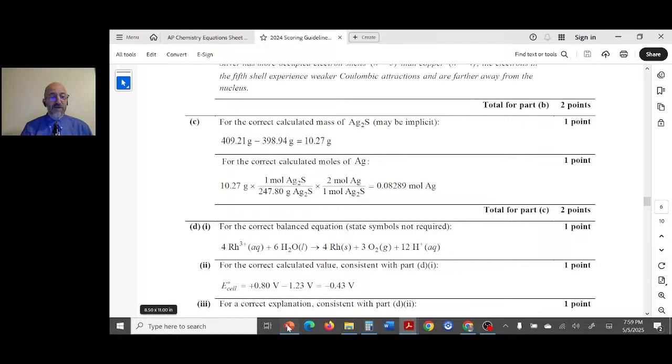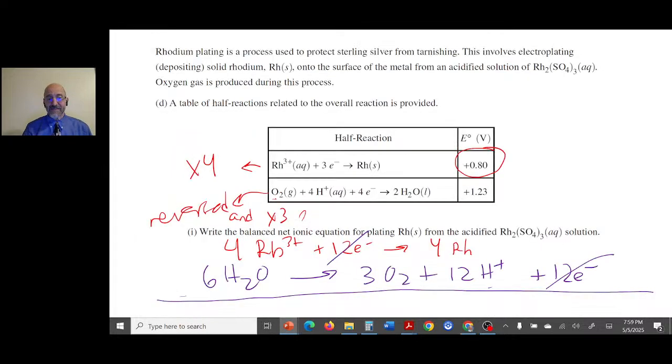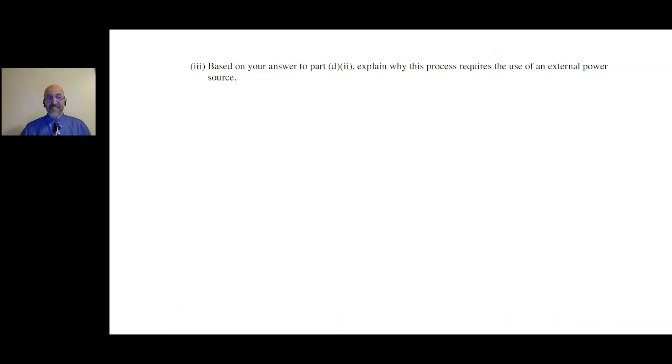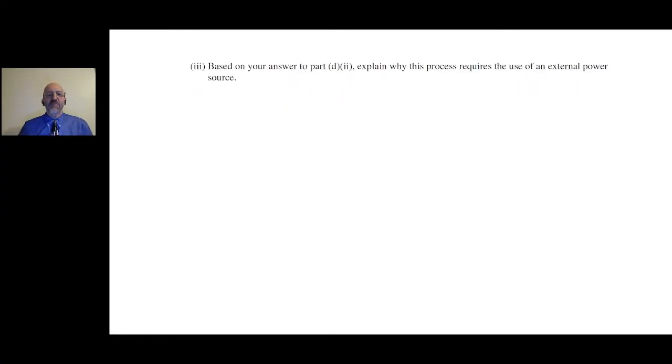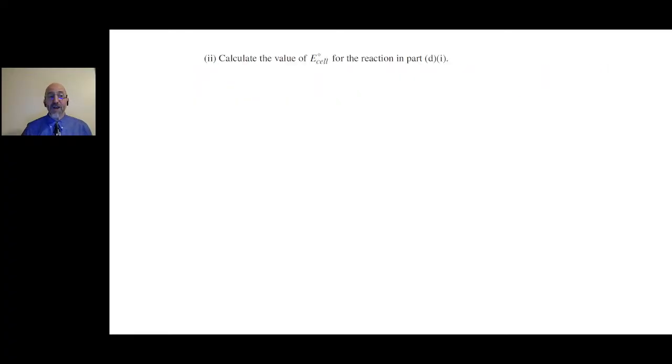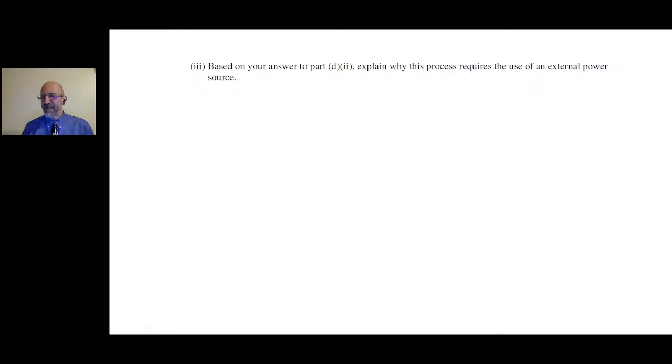Now, the next part is related to the fact that this is not thermodynamically favored. So we have our cell potential, and it says, based on your answer to part D-II, which was a negative cell potential, explain why this process requires the use of an external power source. Wow, what a big hint they just gave you. If you got a positive value for this part of the question, you should already realize something is up, because how can I have a positive cell potential, like for a galvanic cell, which normally is thermodynamically favored? Why would it require the use of an external power source?